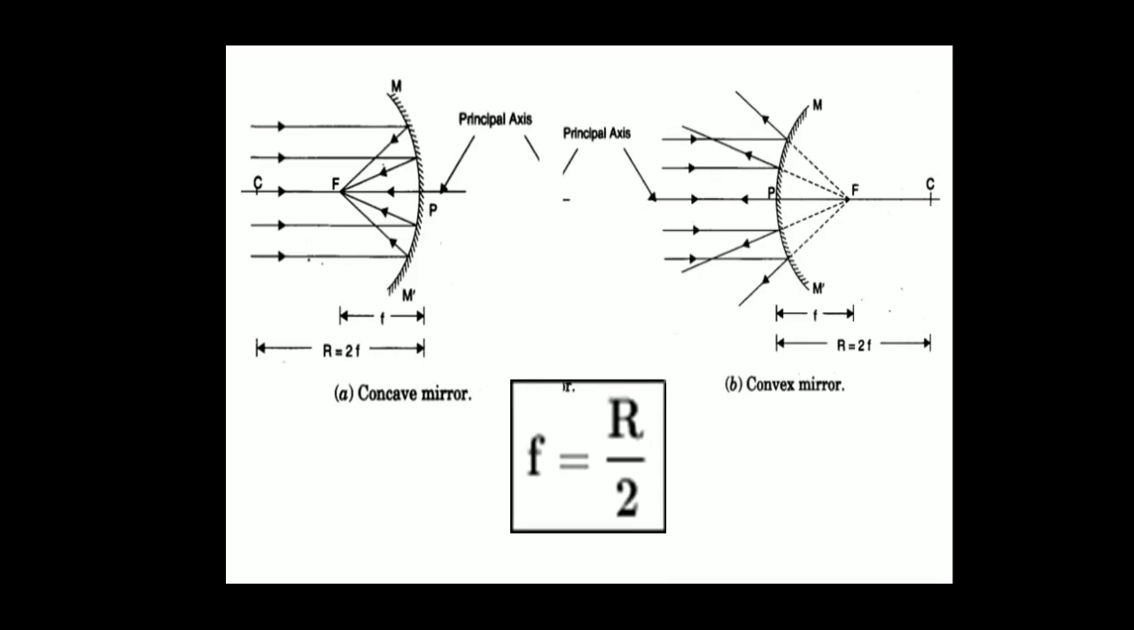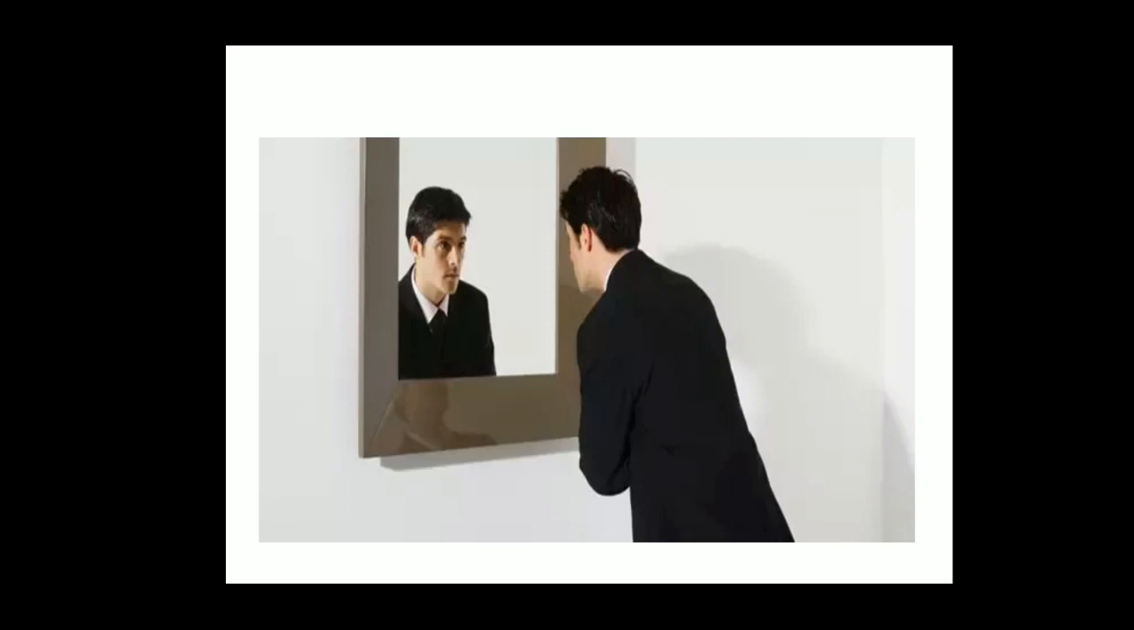Both, the formula remains the same, F equals R by 2. Are you clear, children? So we will move on to the next one. What is this? Somebody is looking at the mirror, adjusting the dress. Who is this?